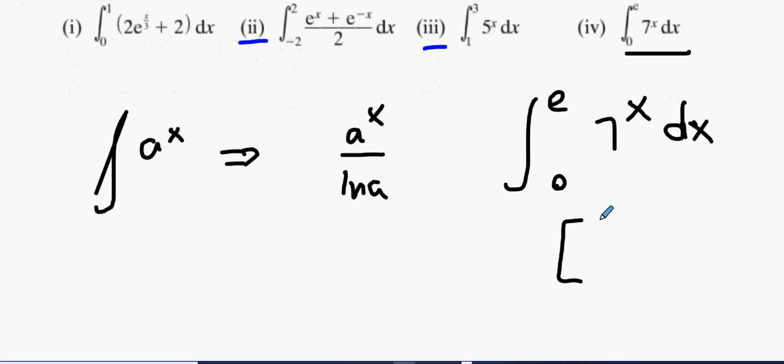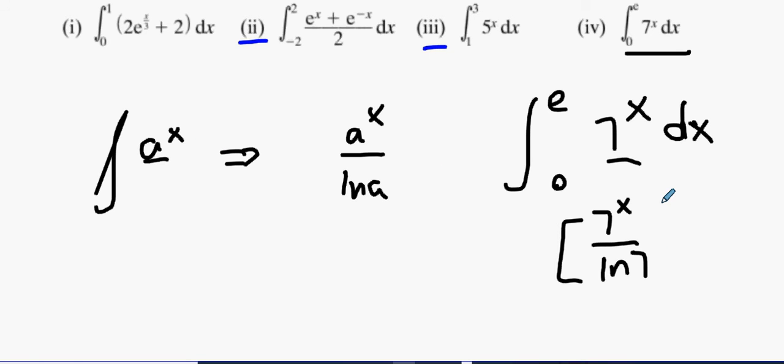What's the integral of 7 to the power of x? 7 to the power of x over... no, ln 7. The a value is 7. It's whatever number is the base number, that's the a value.